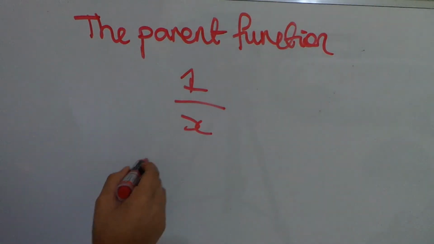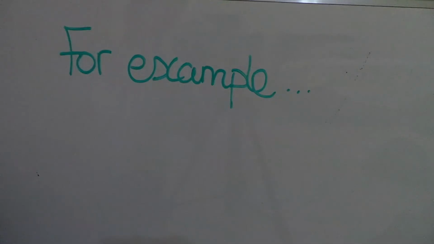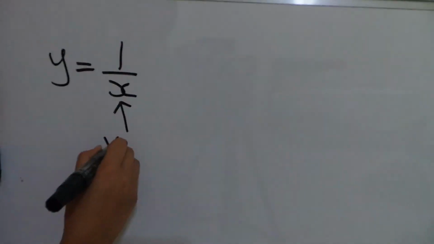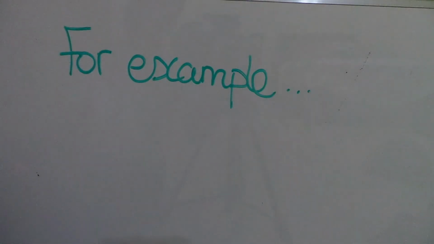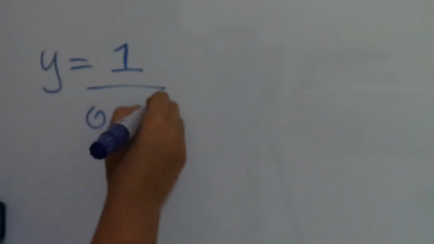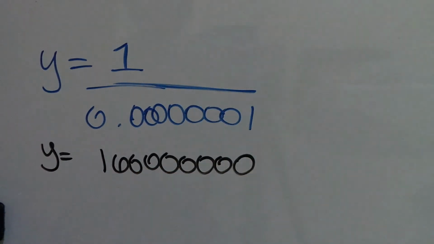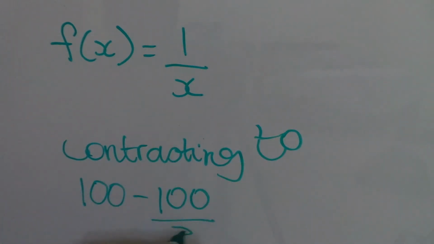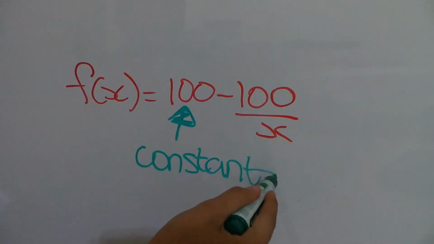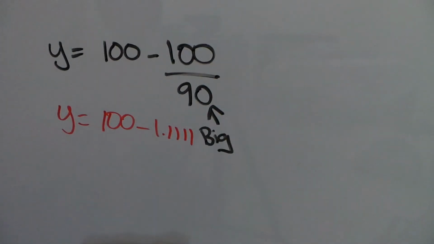Consider the parent function, 1 over x. If x was very large, y would be very small. For example, however, if x was very small, y would be very large. For example, the equation I was given, however, is contrasting to the parent function, as it has a constant, 100, that the fraction 100 over x is subtracted from, and reverses the process.